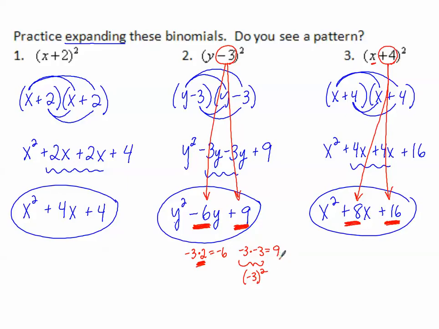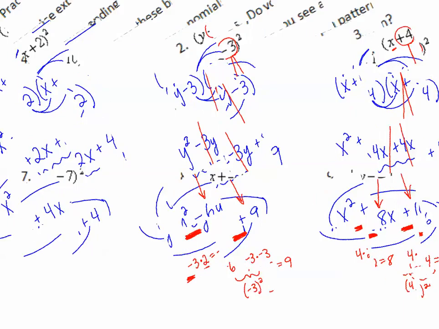Does that work the same for number 3? Positive 4 times 2 makes 8. That's the middle number. How about positive 4 times itself makes 16. That's the last number. Or we think of it as positive 4 squared makes 16. This is the shortcut we should use from now on because it's faster. Let's try a few.